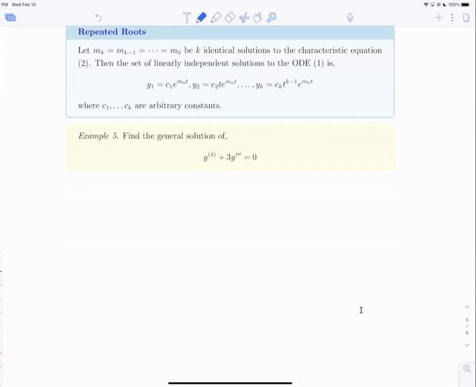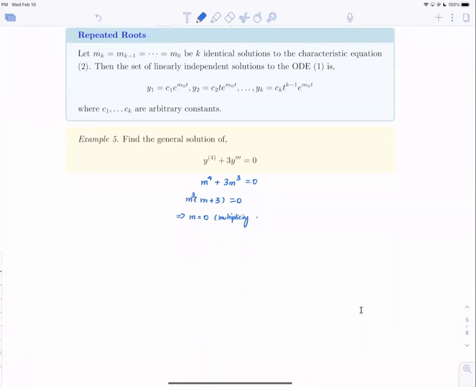So for this one, let's convert it. Let's find its characteristic equation first. So m to the power of 4 plus 3m cubed equals 0. m cubed times (m plus 3) equals 0. So m equals 0 with multiplicity of 3, because it's to the power of 3. So it equals 0 three times. And then m equals negative 3.